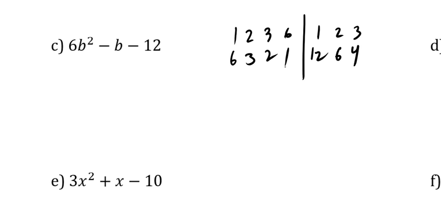12 and 6. 12 minus 6 is not 1. 1 times 6 is 6. 6 times 2 is 12. Still a difference of 6, not the right one. 1 times 4 is 4. 6 times 3 is 18, not a difference of 1. I'm done with 1 and 6 because I tried it with all 3 pairs.